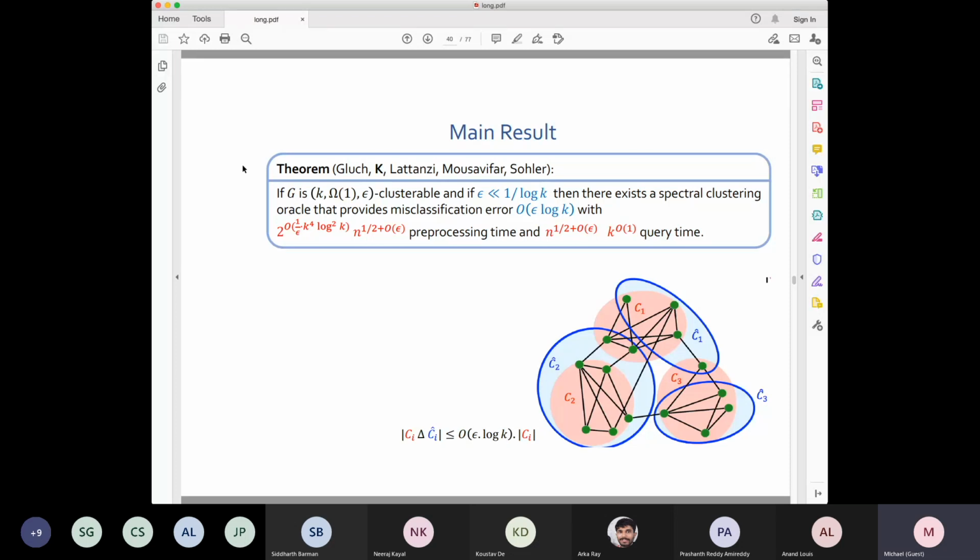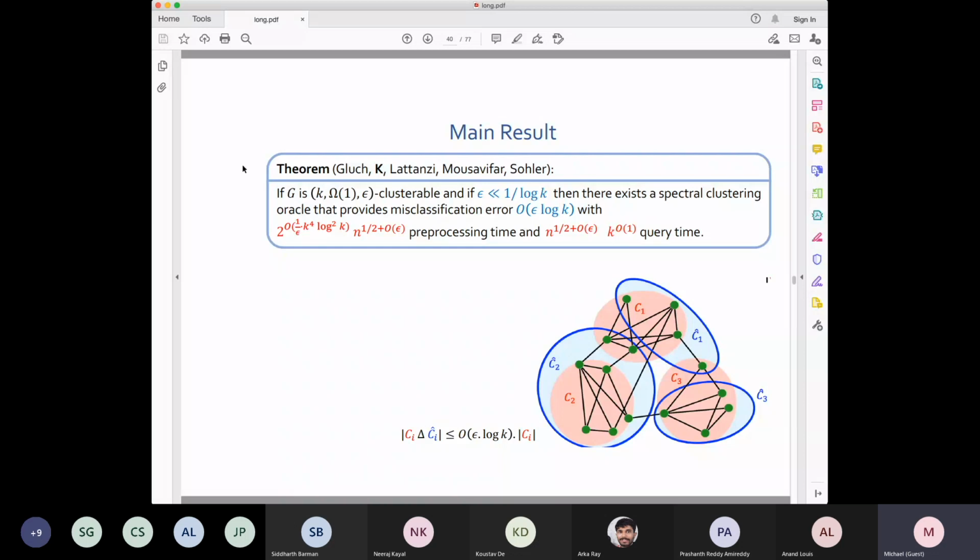So we show that using this spectral dot product oracle, one can get a spectral clustering oracle with misclassification error order epsilon log k. So remember, I was hoping to get order epsilon. We don't know how to do that, but we lose a log k here, but it's pretty close to the best possible. So here the pre-processing time is n to the 1/2 plus order epsilon times some factors that exponentially depend on k, the number of clusters. I'll say a few words about this in what follows. The query time is a polynomial in k times basically n to the 1/2 plus order epsilon.